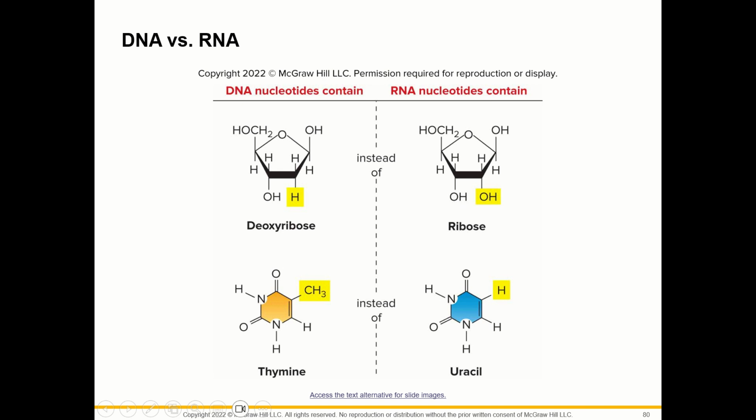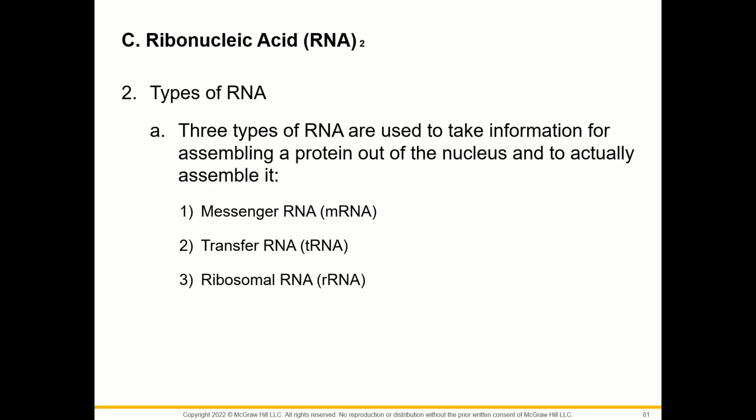It's thought that RNA evolved prior to DNA, being a simpler structure, and may have been the first hereditary molecule in early protocells. And it still plays a vital role in the function of the DNA. There are 3 types of RNA that are used to take information for assembling a protein out of the nucleus and actually assemble it. The DNA is going to unzip at certain points, and a messenger RNA will be built from that DNA template.